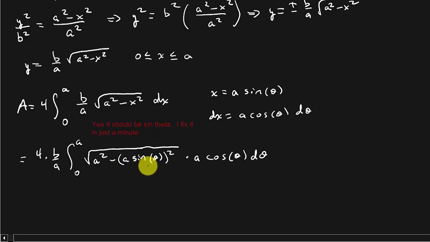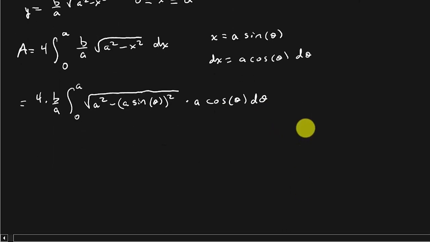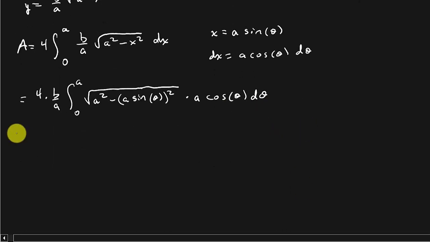All right, for some reason I put in a cosine theta instead of a sine theta. It's x equals a sine theta. In the place of dx, I put a cosine theta d theta. All right, so now we have 4b over a times the integral 0 to a.